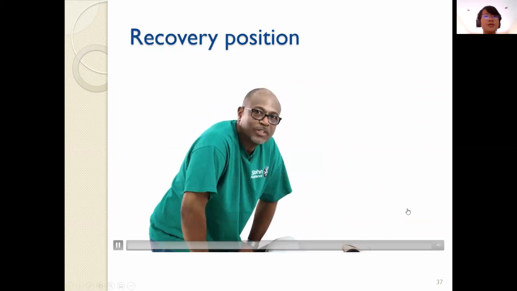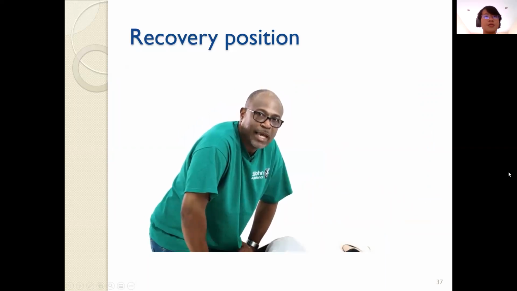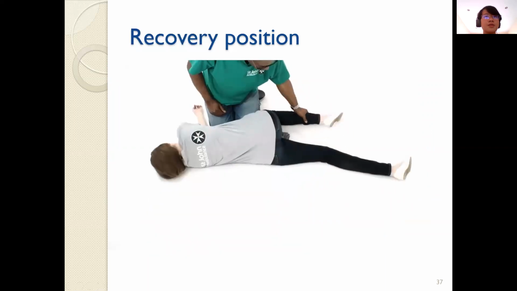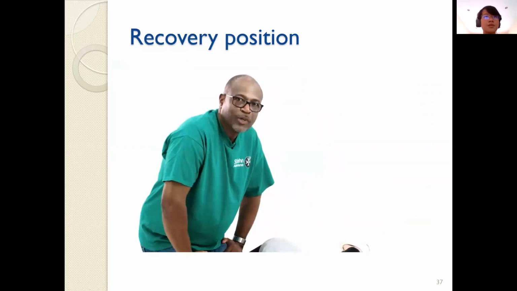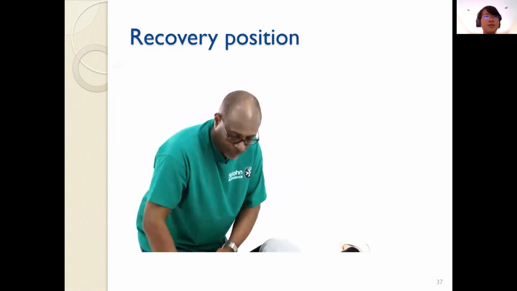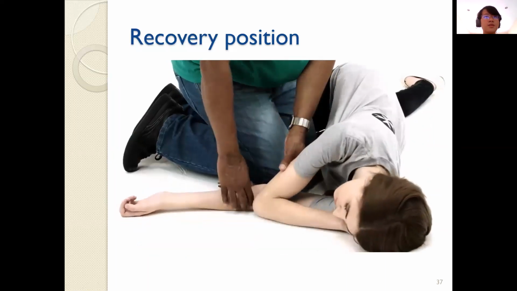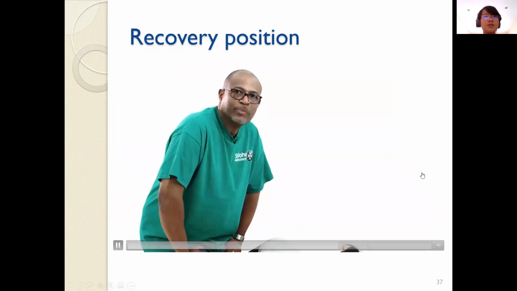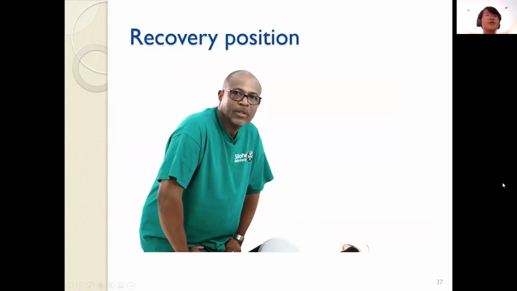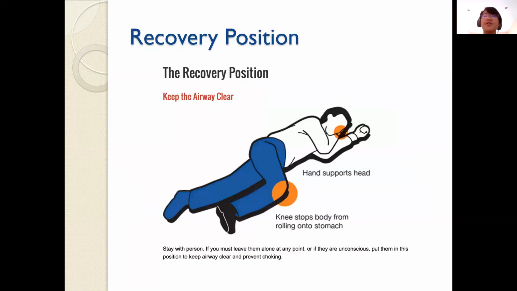Once you've done this, adjust the top leg so that it is at a right angle. Tilt the casualty's head back so that the airway remains open. If needed, adjust the hand under the cheek to help to keep the airway open. Okay, so that is how you do the recovery position. So don't forget, open the airway and monitor for signs of life. Monitor the vital signs, monitor the breathing rate, make sure they're breathing at all times, and if they're not, be ready to commence CPR again.